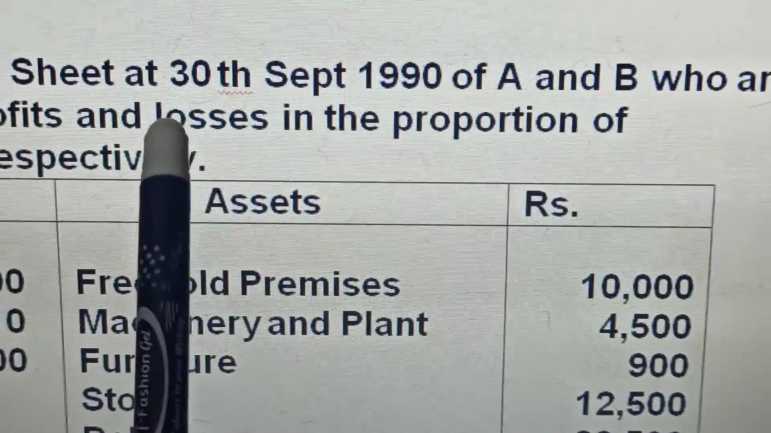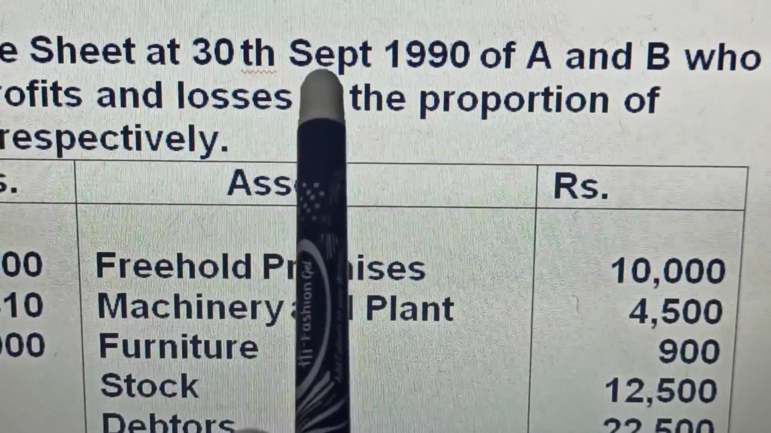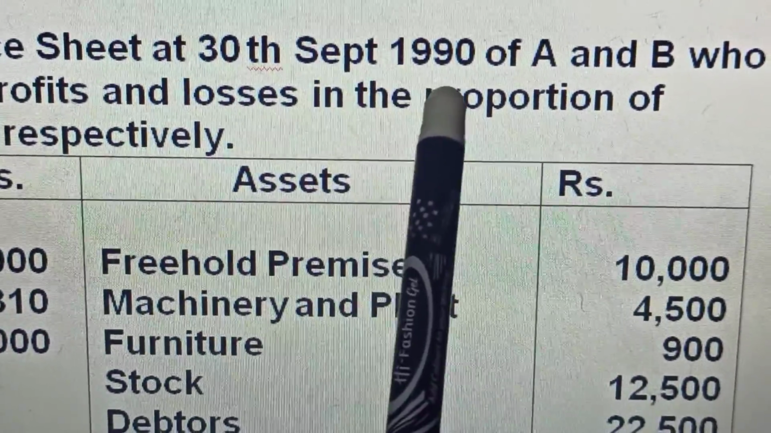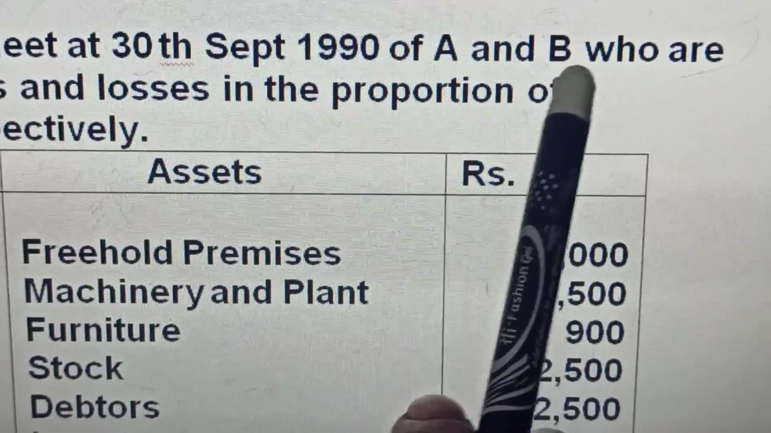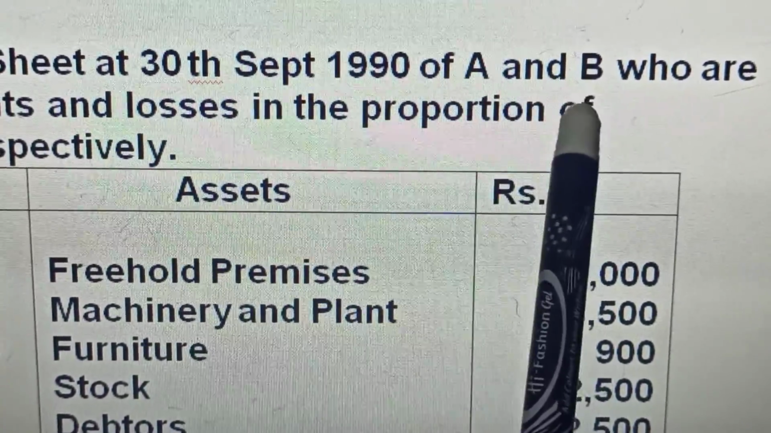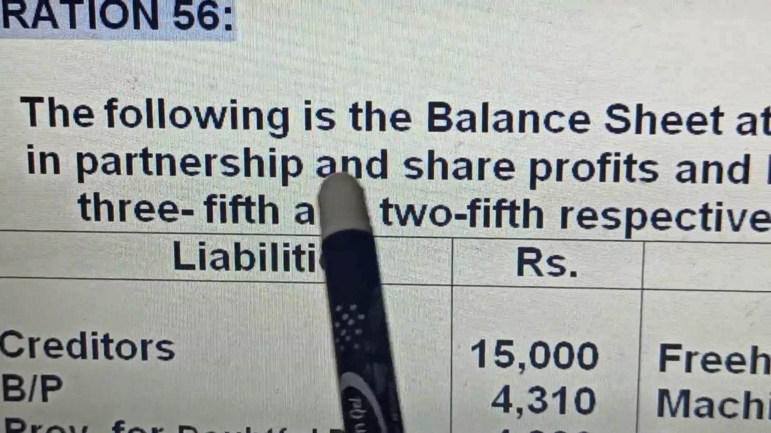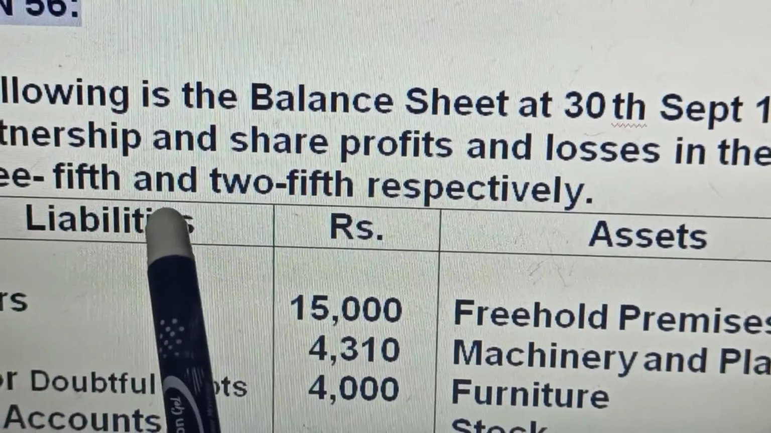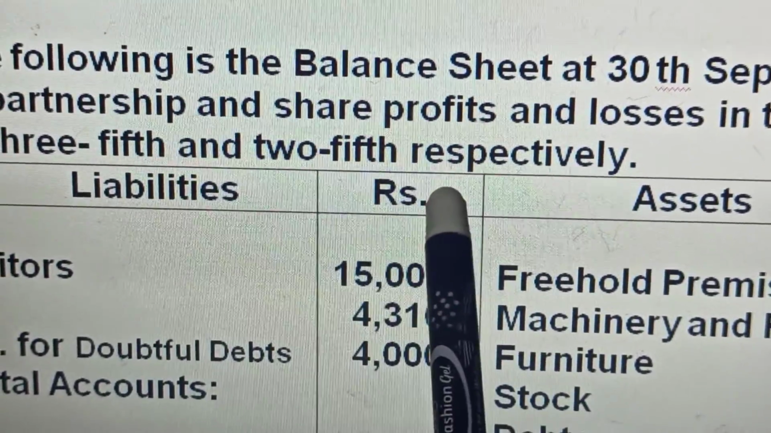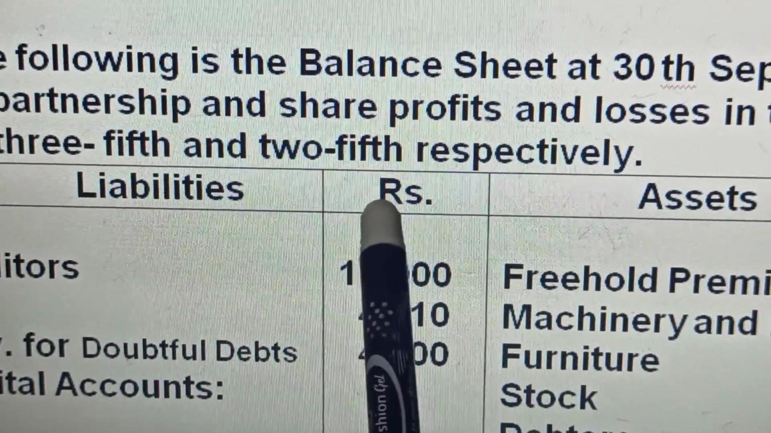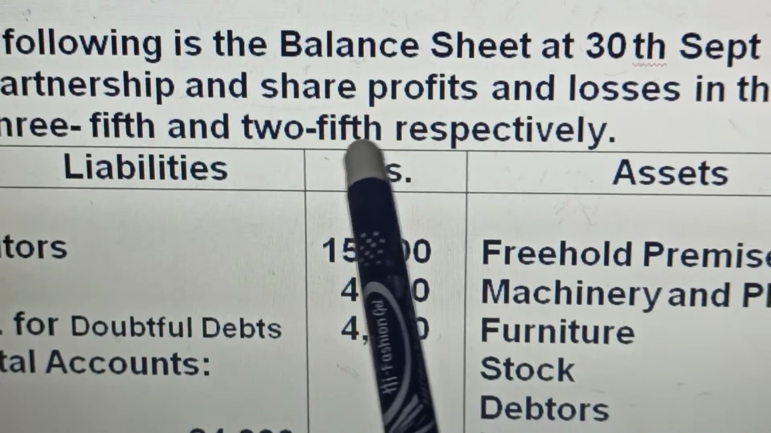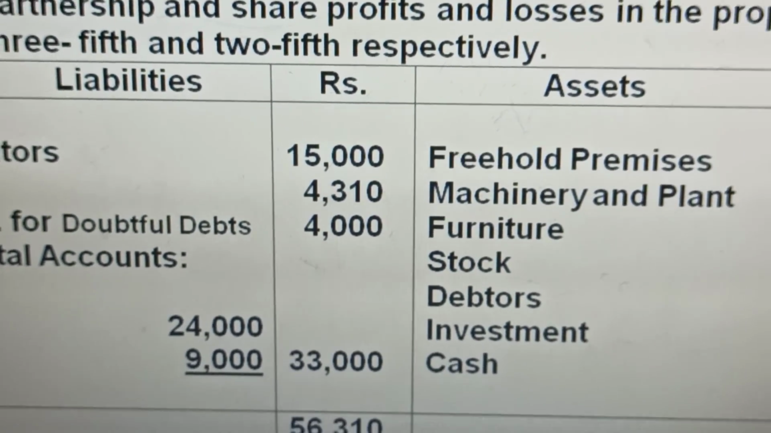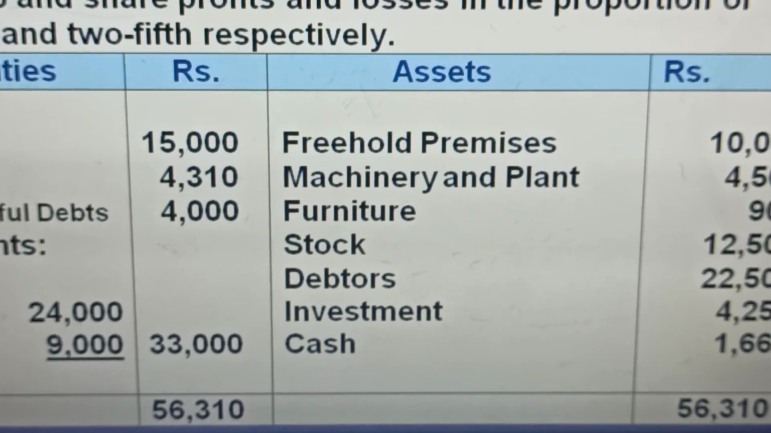There is no interest on drawings that we have to calculate, so the date does not make a difference in this question. On 30th September 1990, A and B are in partnership and share profits and losses in the proportion of 3/5 and 2/5 respectively. That means 3:2 is the profit sharing ratio. Then they give the details of the assets and the liabilities on that date.